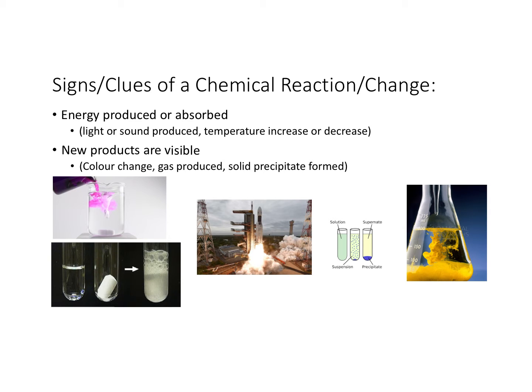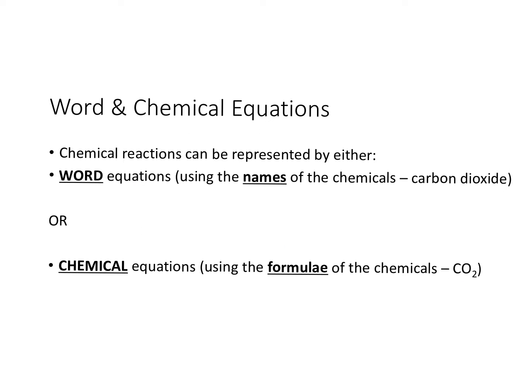The other sign of a chemical reaction taking place is that we can visibly see new products. And the way we can see that is if there is a color change, if there is a gas produced, if there's a solid precipitate, so that just means a solid forms. You can see that down here. We go from what is probably 2 liquids, and then we get that solid forming. Over here, we have bubbles being produced. So these are all things that you can see in the lab.